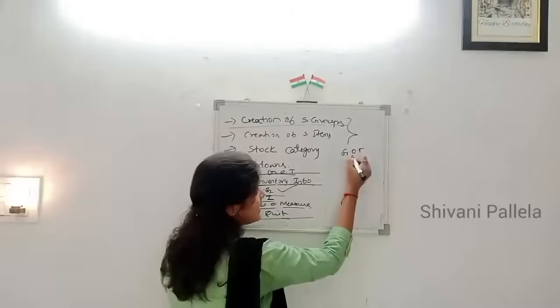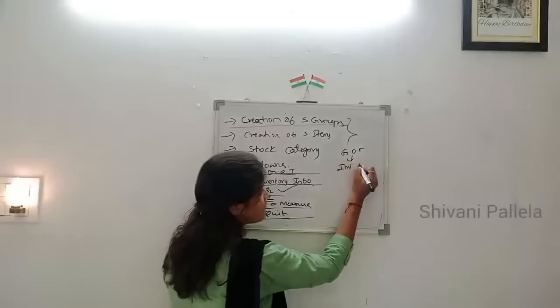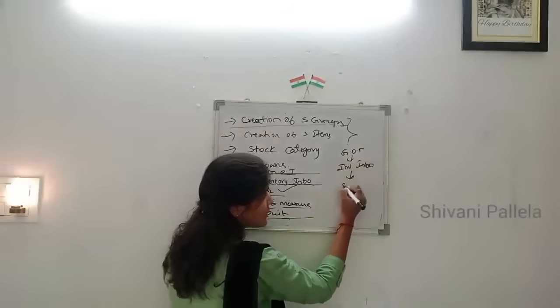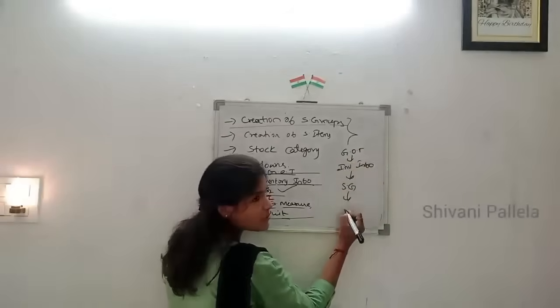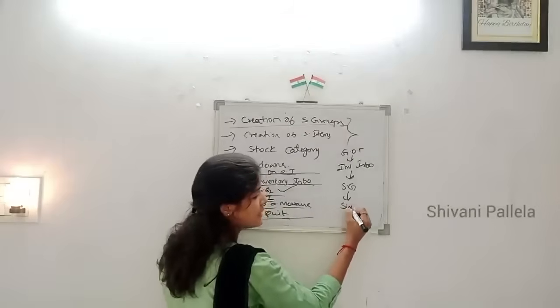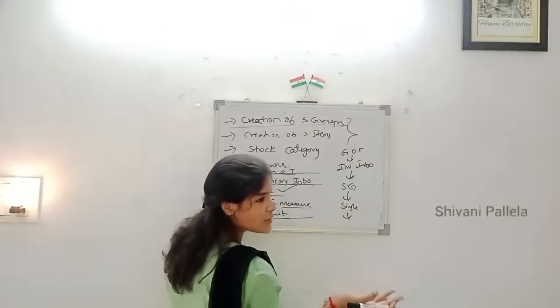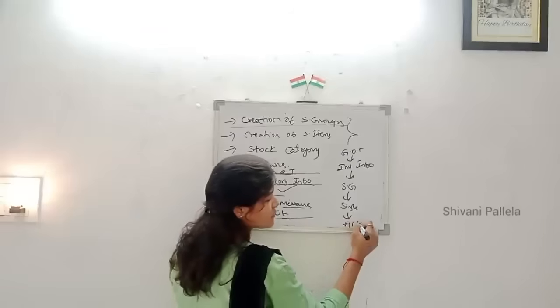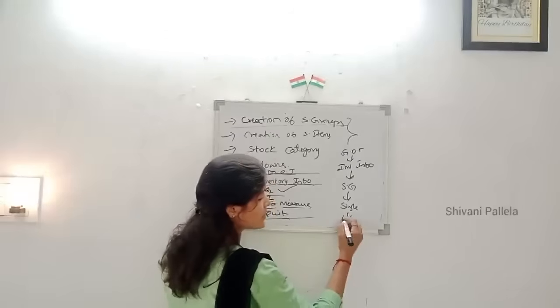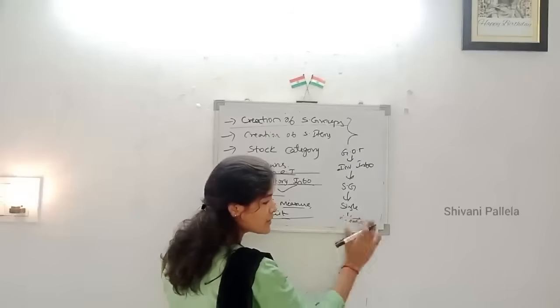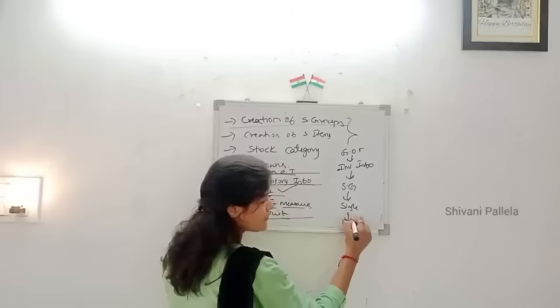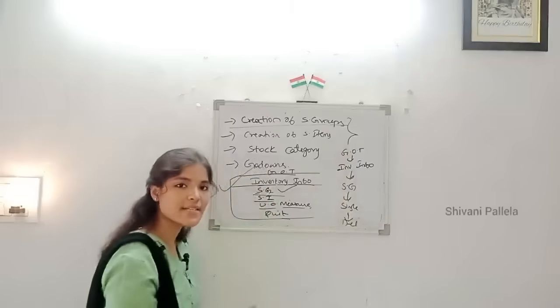From Gateway of Tally, click on Inventory Info. After clicking on Inventory Info, Stock Groups. If you want to create stock groups in single, select single. If you want to create, alter or delete, select alter. If you want to create, select create. If you want to delete, select delete. That's it. If you write this path also, it's enough.